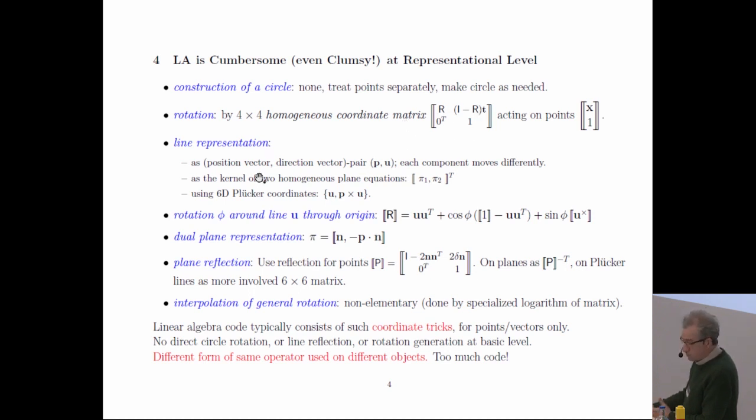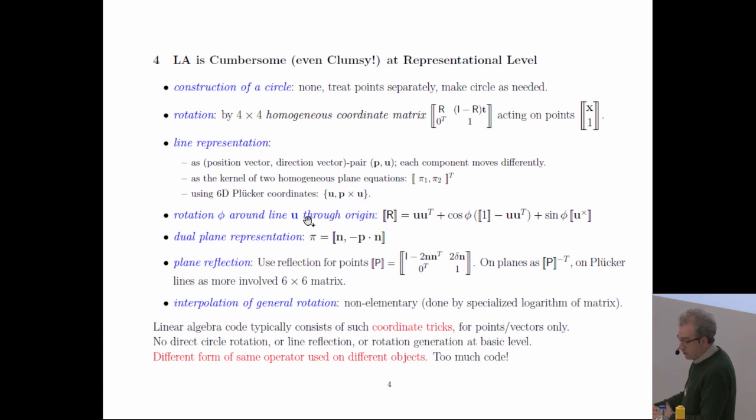I have a line. There are many different ways of representing lines. I could do a position vector and a direction vector, but they all behave differently. I could have set it up as the intersection of two planes, so some kind of null space of a matrix of which the rows are homogeneous coordinate vectors of the plane representation. If I'm very advanced, I use Plucker coordinates.